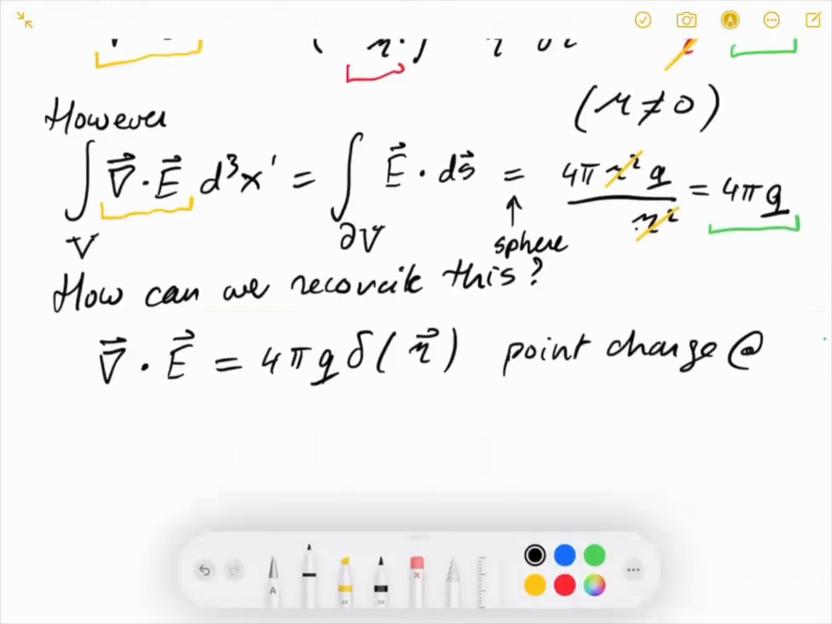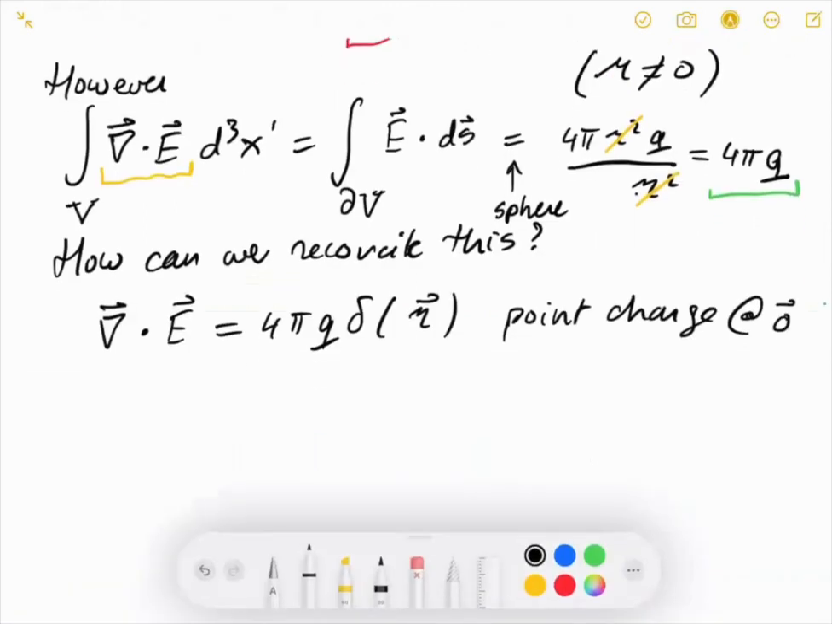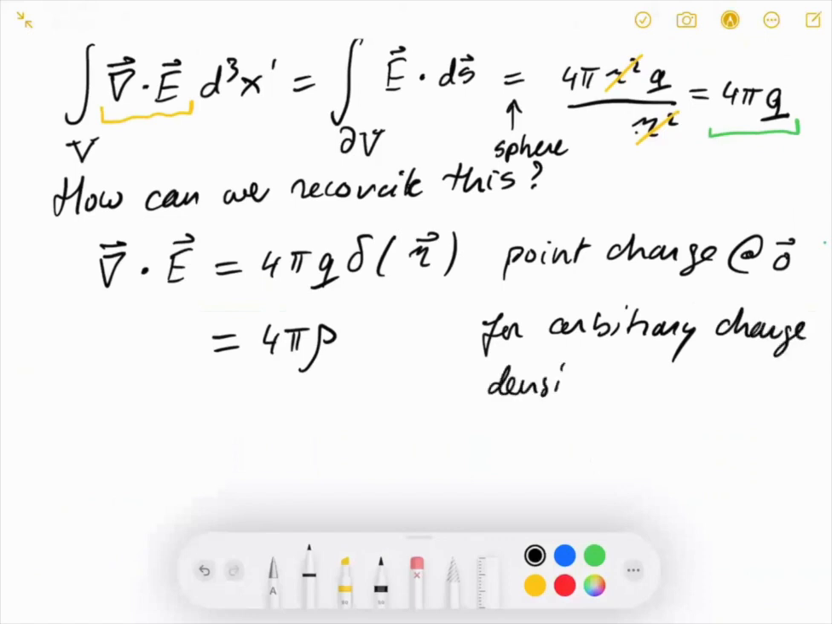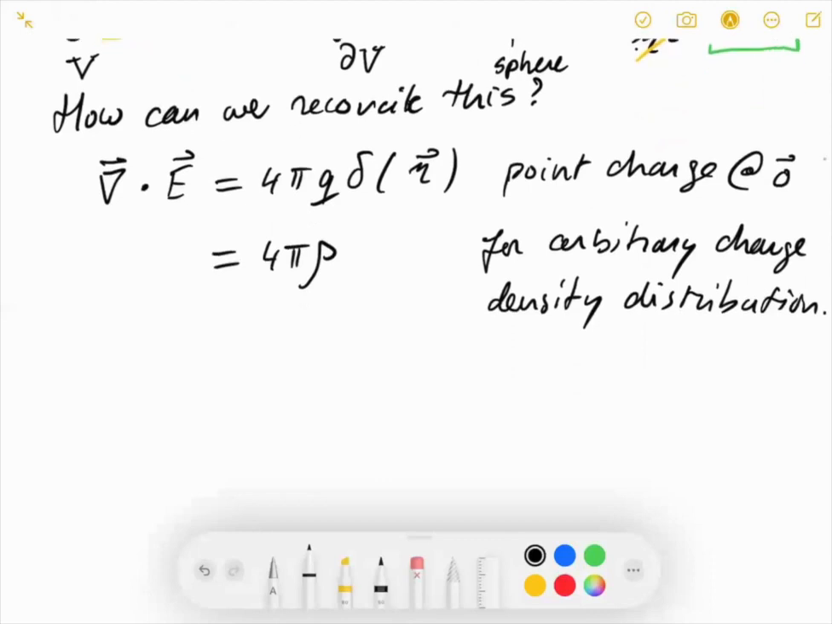at the origin, or generalized, if this holds for a point charge, we should also be able to just take 4 pi rho for some kind of an arbitrary charge density distribution. All right, and of course, this is Gauss's law, AKA Maxwell 1.